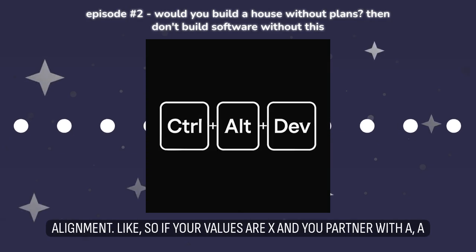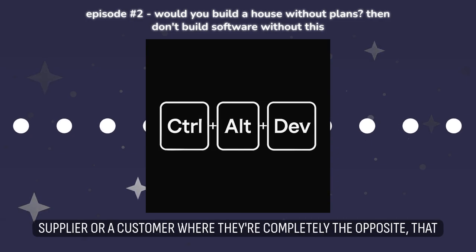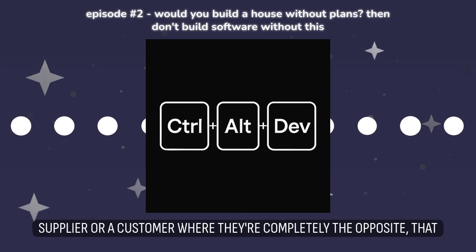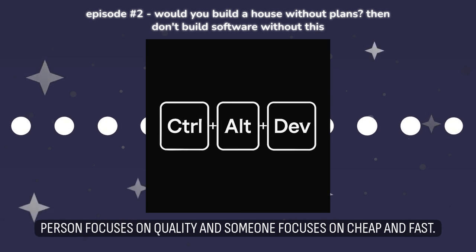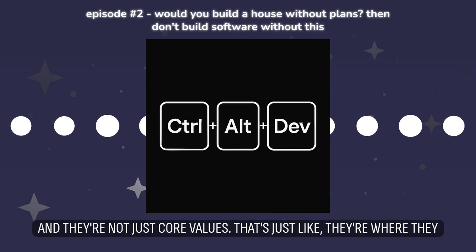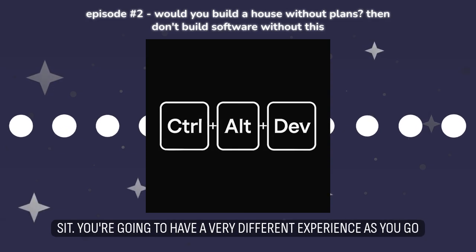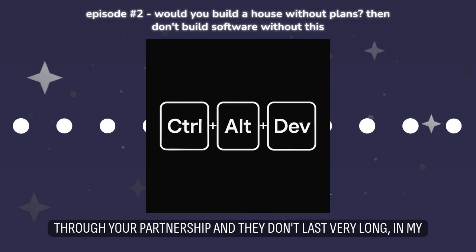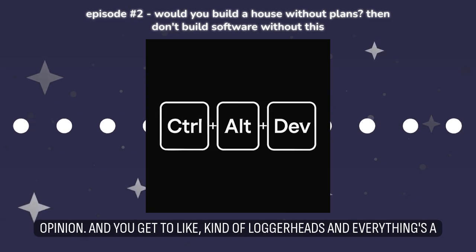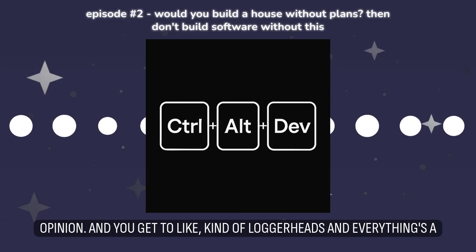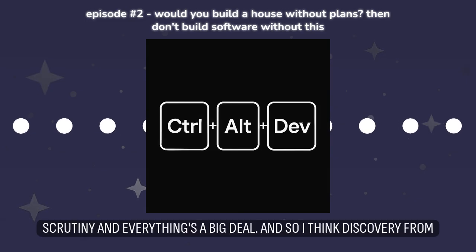It's about alignment. So if your values are X and you partner with a supplier or a customer where they're completely the opposite, that will be a very tough relationship for the longevity. If one person focuses on quality and someone focuses on cheap and fast, and they're not just core values, that's just where they sit, you're going to have a very different experience as you go through your partnership. And they don't last very long, in my opinion. And you get to kind of loggerheads, and everything's a scrutiny and everything's a big deal.